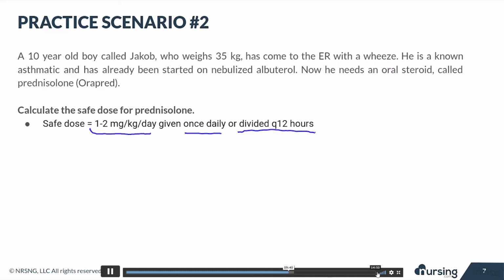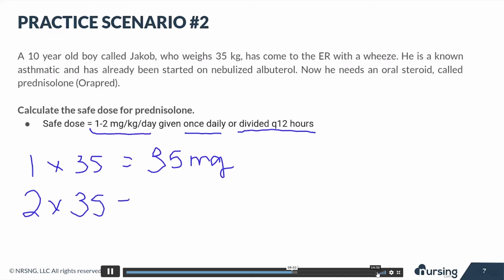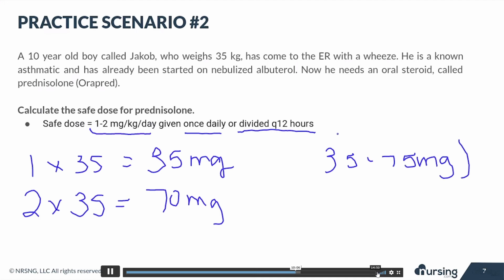So we're going to multiply 1 times the patient's weight. So our lower range of medication is he can have 35 milligrams. And then on the upper end, we're going to multiply by 2, and we're going to get that he could have 70 milligrams. So Jacob can have anywhere between 35 and 75 milligrams in a day, in a 24-hour period, that is his safe dose range there.